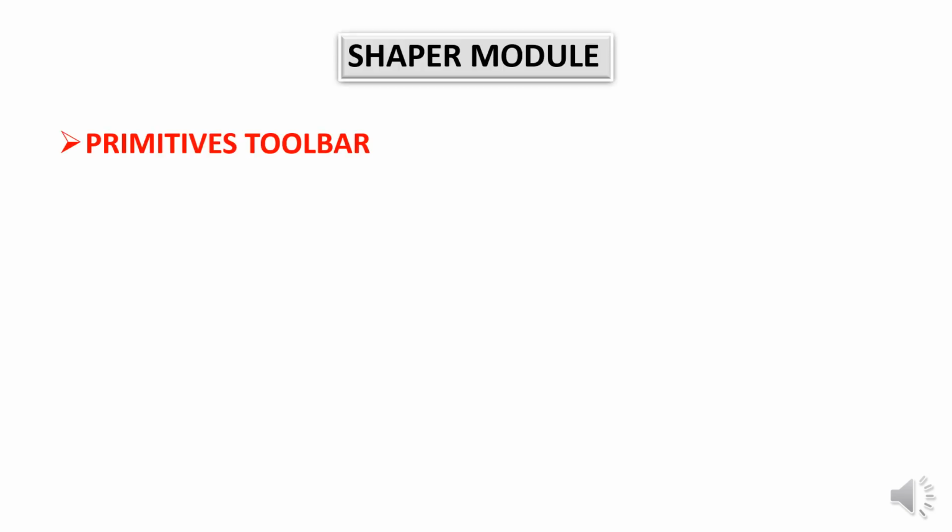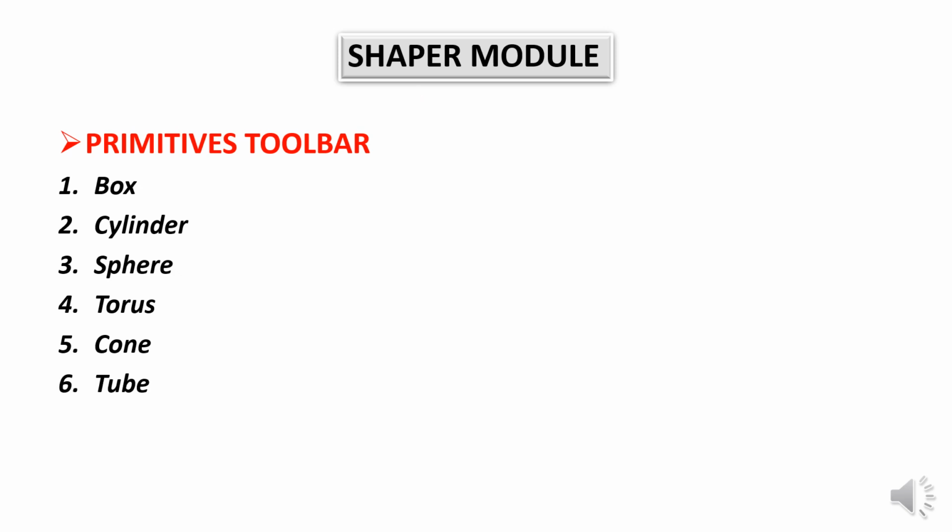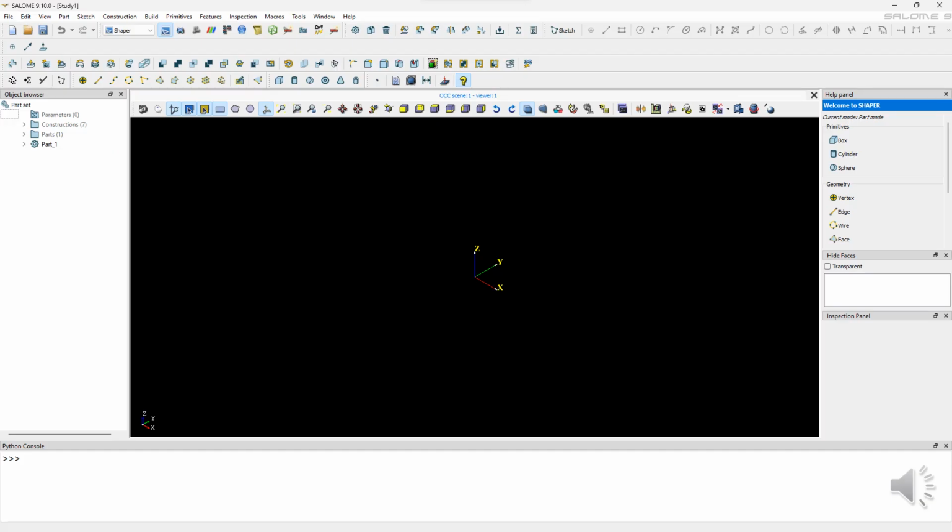In this video, we will discuss the Primitives Toolbar in the Shaper module. You can select these tools from the menu bar or from the Primitives Toolbar. To select from the menu bar, go to the menu bar and select Primitives. A drop-down menu will open where you can select each tool to perform.